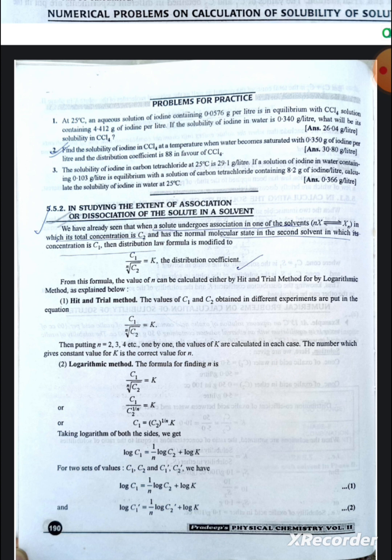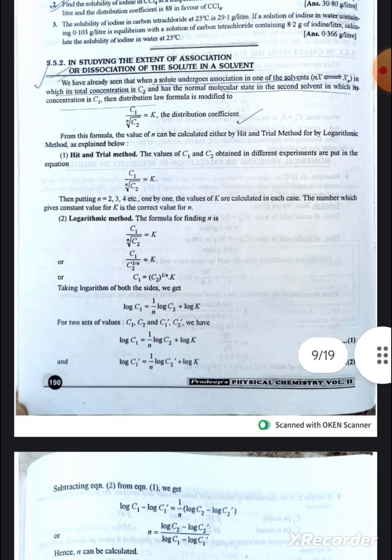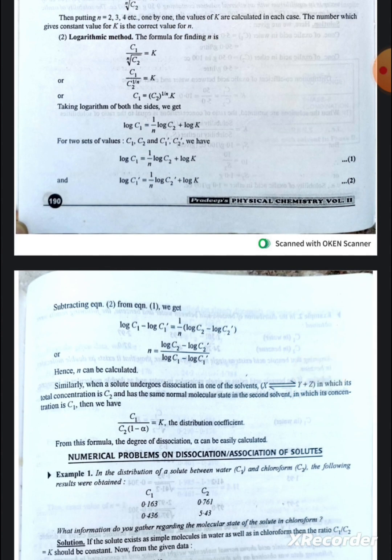One by one, the values of K are calculated in each case. The number which gives a constant value for K is the correct value for n. Second is the logarithm method. The formula for finding n is C1 by nth root of C2 is equal to K. So on solving the equation, we get n is equal to log C2 minus log C2 dash by log C1 minus log C1 dash. Hence n can be calculated easily.